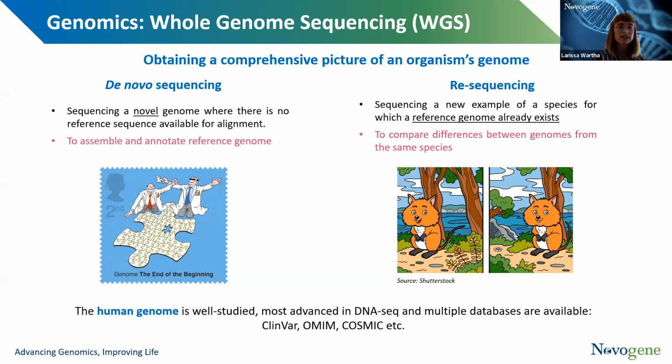De novo sequencing is the approach where you want to sequence a novel genome where there's no reference sequence available yet for alignment. So your aim here is to assemble and annotate a reference genome. On the other hand, resequencing is where you sequence a species where a reference genome already exists. So here you really want to compare the differences between genomes from the same species. However, I want to point out that the human genome is very well studied and most advanced in DNA sequencing. So you wouldn't really do any de novo sequencing anymore, because there are a lot of databases available, such as ClinVar, OMIM, COSMIC, etc., to compare the variants.